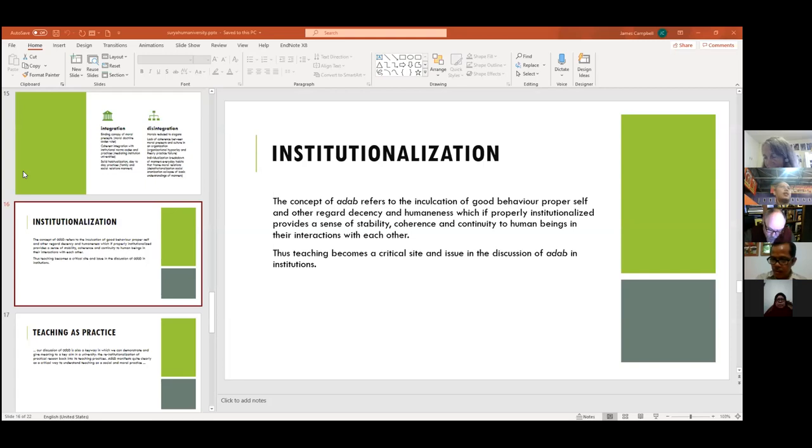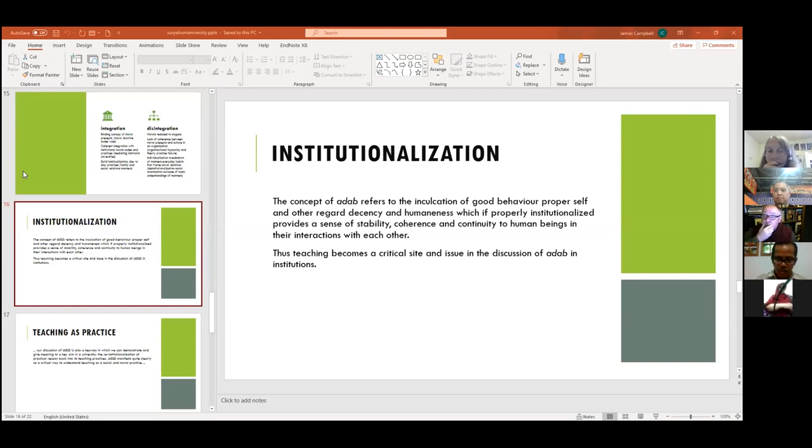A writer called George Makdisi, who wrote on the rise of the colleges, talked about medieval Andalusia and Al-Andalus, not just in Al-Andalus, but to take as an example, talked about adab institutions. And these adab institutions, institutions that would cultivate this, were often, or could be, educational institutions.